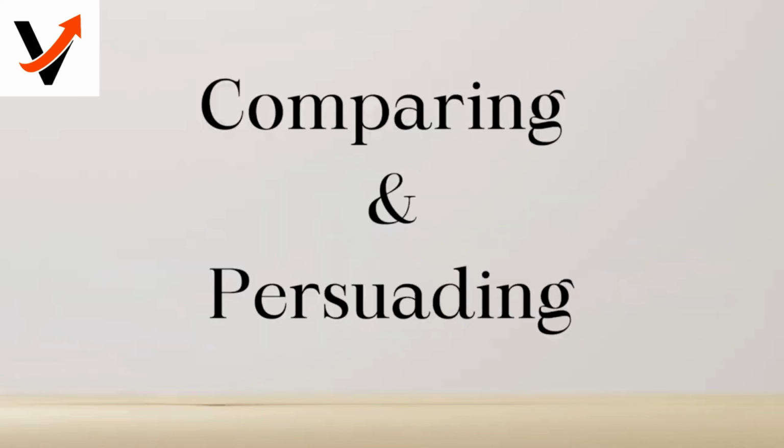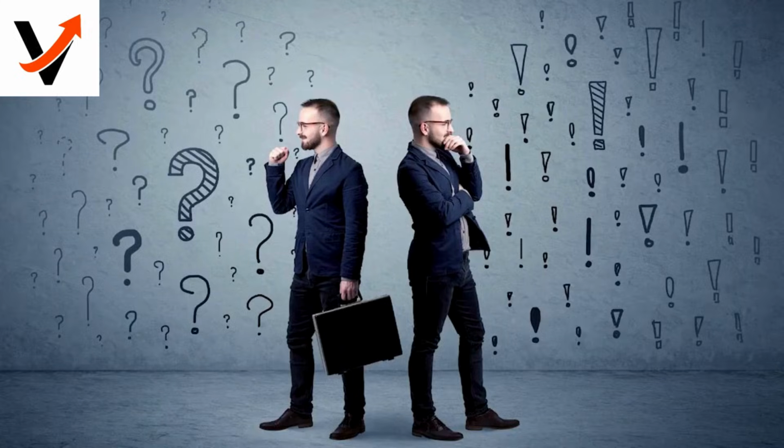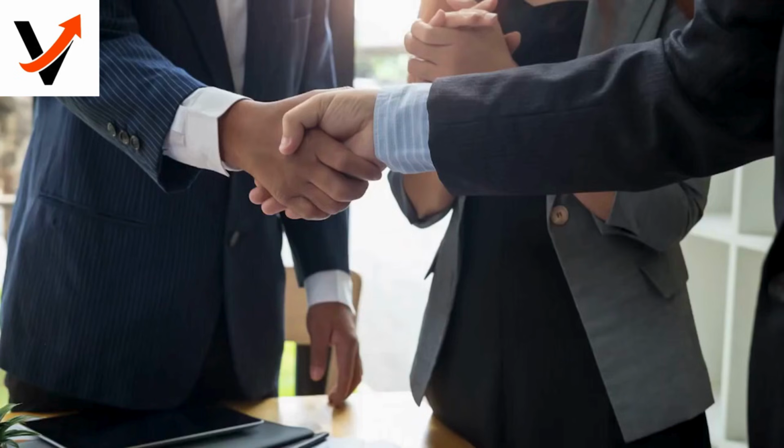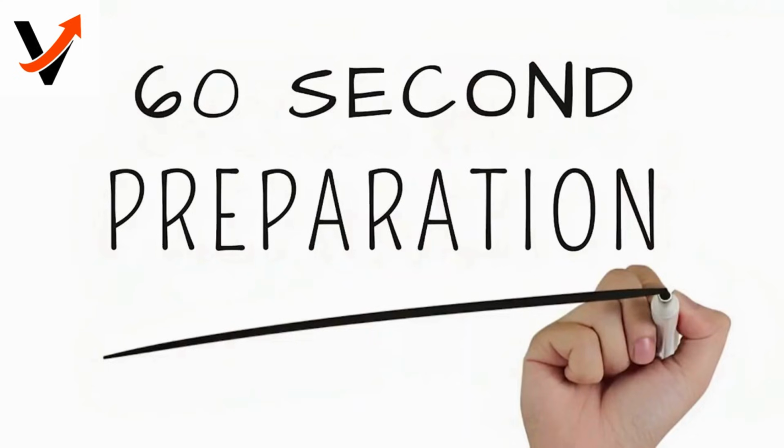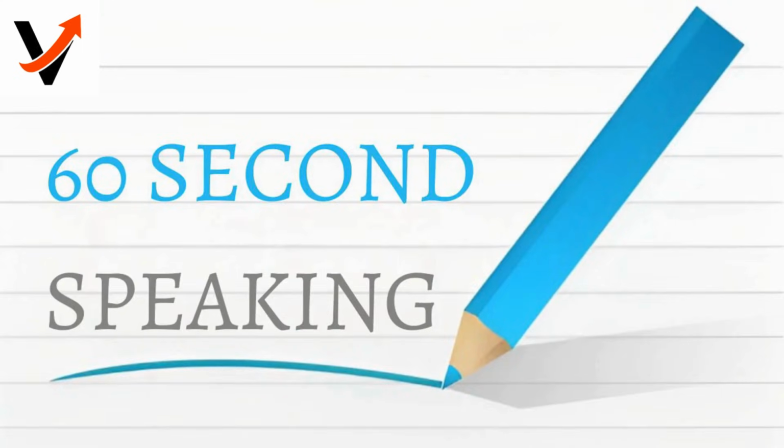Now it is task 5. It's called comparing and persuading. So it has 2 parts. Part 1 is all about selecting your preferred option from 2 choices, and part 2 will be about persuading someone to agree with the option you have chosen. Preparation time will be 60 seconds and speaking time will be a total of 60 seconds.